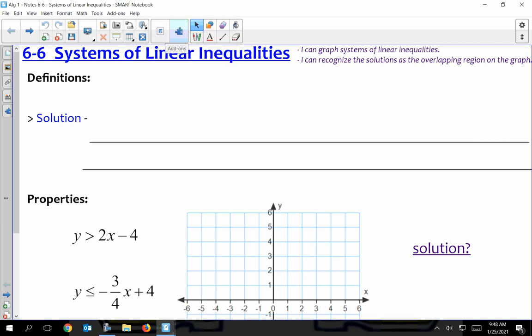Okay, everybody, this is chapter 6, section 6. This is the last section for this chapter. Okay, so we're dealing with linear inequalities again.